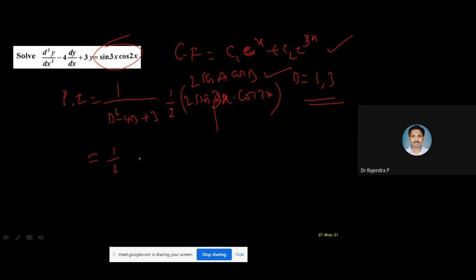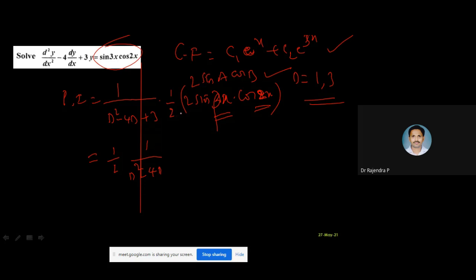So this is 1 by 2, D square minus. Sir, you wrote cos 3x, sir. Cos 2x, it's there, sir. Yeah, cos 2x only. If it is cos 3x, directly we can write our sin 2x formula, right? Sin 6x, something like that. These are different angles: sin 3x, cos 2x, right? Good, good.